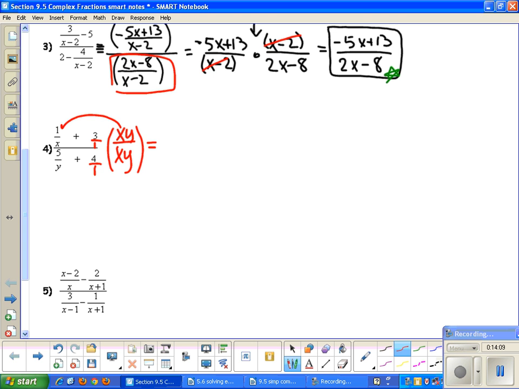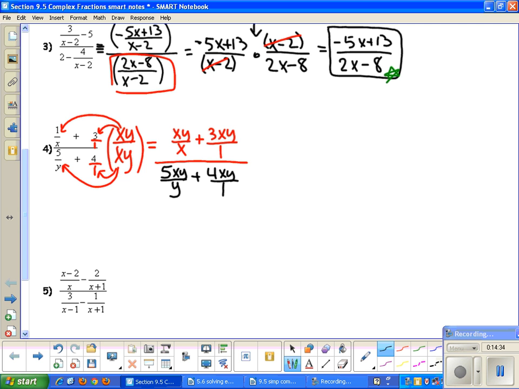Now when I do that, this gets multiplied here, and then we're going to multiply this by this term and by this term. So for the first one, we get xy over x plus 3xy over 1, all divided by, now I'm going to do my denominator, so we have 5xy over y plus 4xy over 1. Now I'm going to simplify my terms.